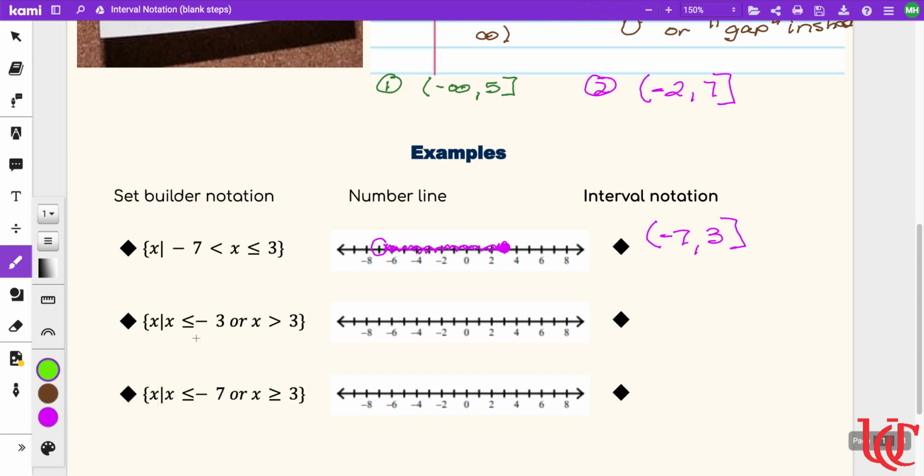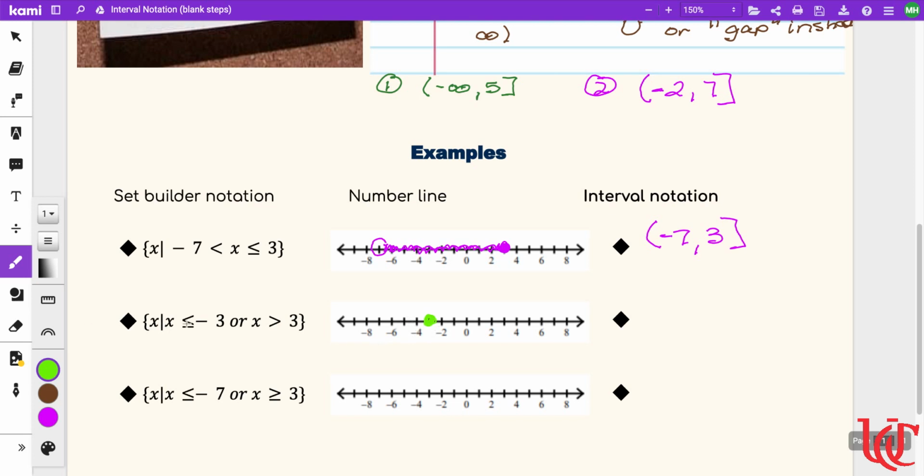All right, so the next one, I have 2 parts. I have an or in between it, so I'm going to look at one at a time. So the first number I see is a -3. And -3 with that inequality's got the line underneath it. It's x is less than or equal to -3, which means I am going to go to -3 and I'm going to put my closed circle because it's the or equal to.